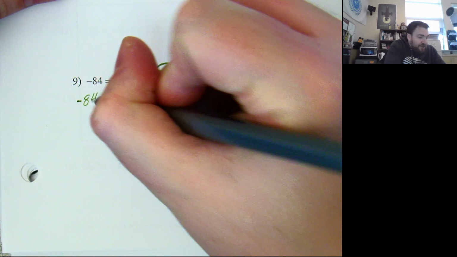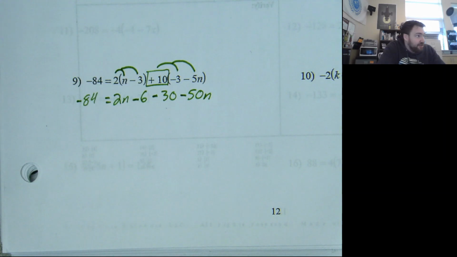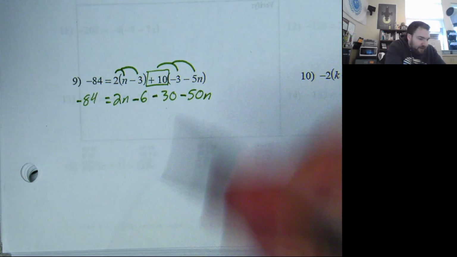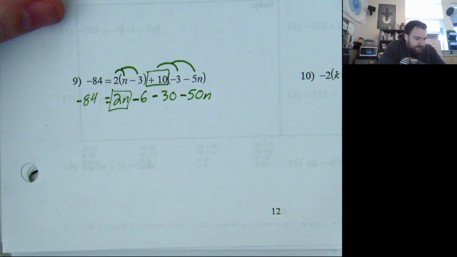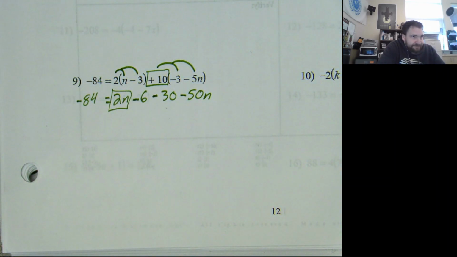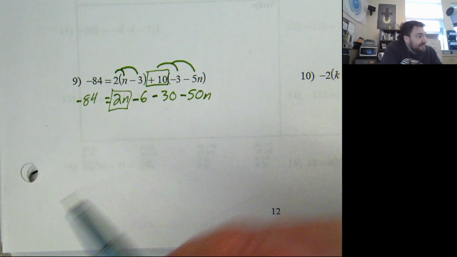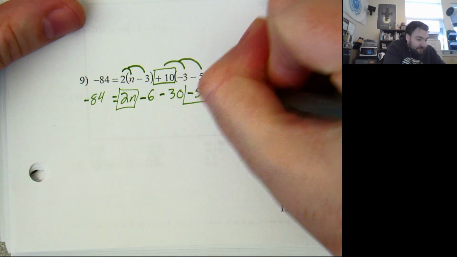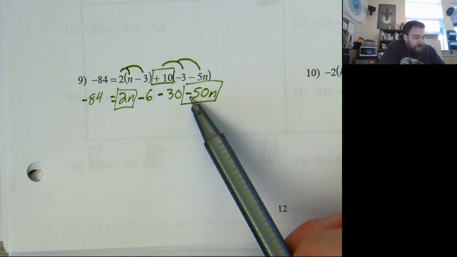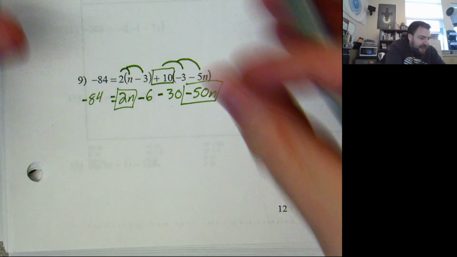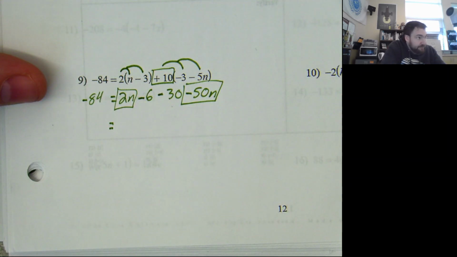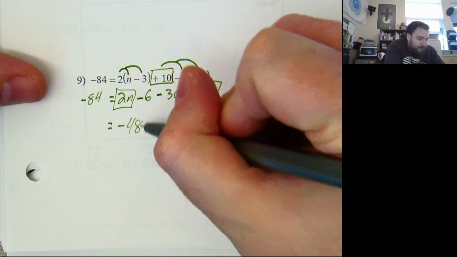The negative 84 on the left-hand side hasn't been touched, so it just stays the way it is. Now, next step. If there are like terms, group them. There are like terms, so let's do that. I've got a 2n here, and its like term is what? It's negative 50n. Yes. You have to include the sign out front. So 2n minus 50n is going to be what? Sweet. Negative 48n.